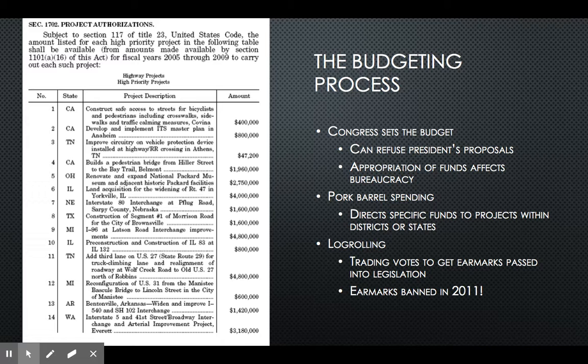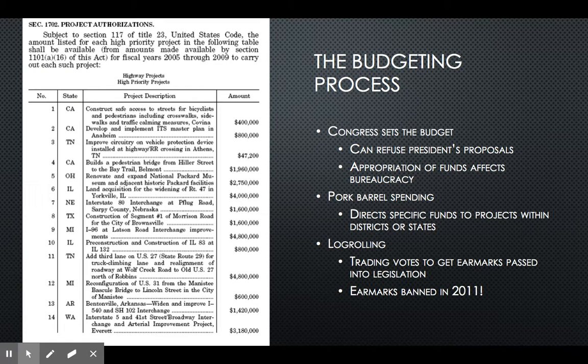So let's get into the budgeting process. Congress actually sets the budget. The president will propose a budget, Congress will look it over, and they are the ones that have the final say on the federal budget. They also have a say on the appropriation of funds, which can affect the bureaucracy. We're going to get into the bureaucracy more in a later unit, some of those federal agencies, but these are agencies that are dependent on that federal funding. So Congress has a lot of power in deciding which agencies get which funding.